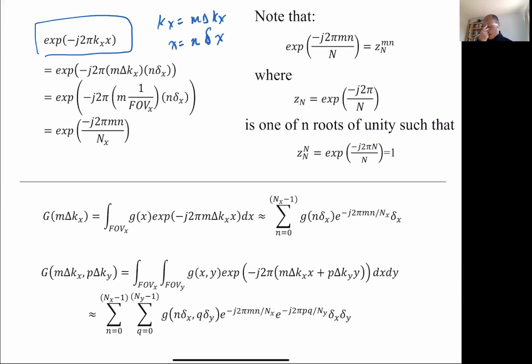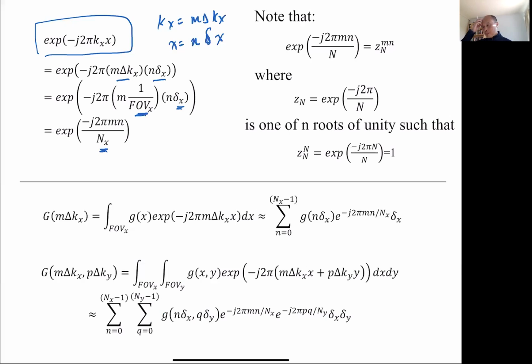right? And so what we can do is simply plug these in for our x, our kx, and our delta x. Then we realize that delta kx is just 1 over FOV of x, and FOV of x divided by delta x is just Nx. And so that gives us these complex exponentials that are just e to the minus j 2 pi mn over Nx.